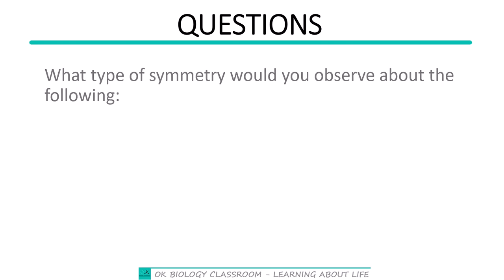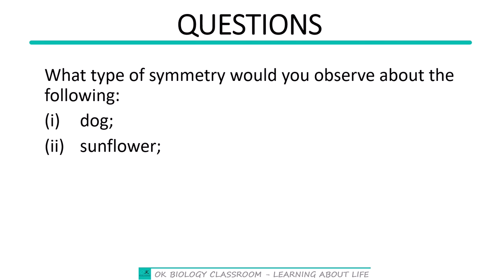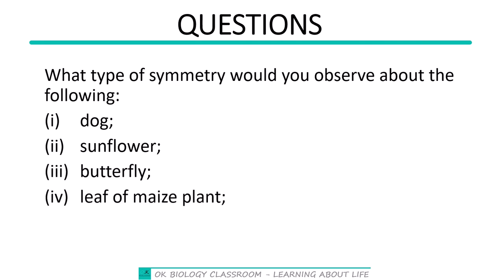So as we are ending, remember to answer these questions, and you can send your answers to me personally through the content that I'll provide or in the comment section. Okay, what type of symmetry would be observed about the following? First one is dog, sunflower, butterfly, leaf of maize plant, and fiddler crab. Okay, that ends our lesson.